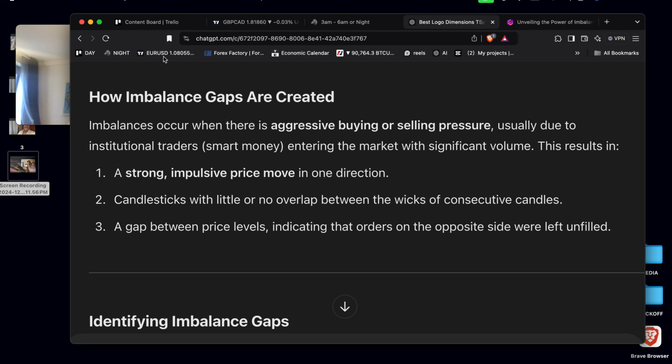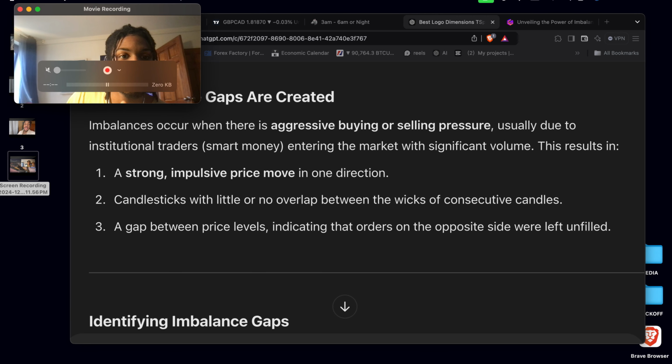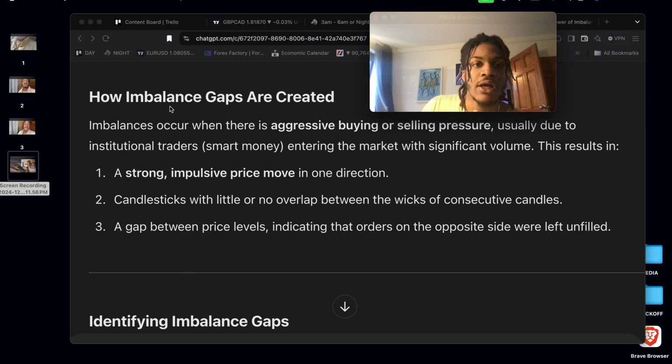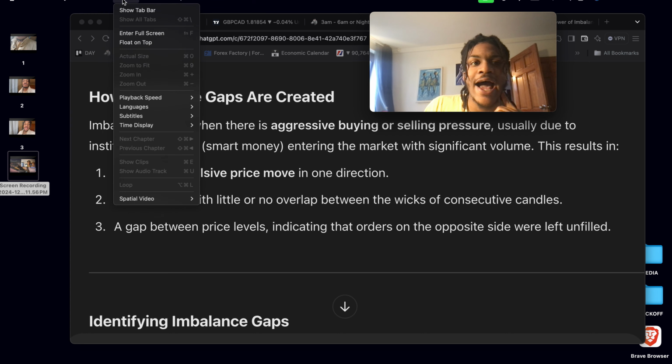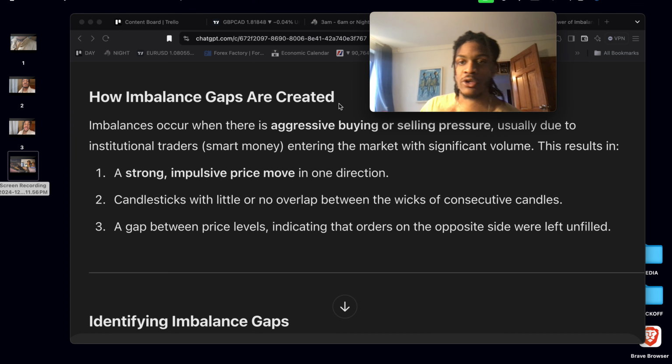Alright guys, so let's get right into it. The first thing I want to go over with you guys is firstly how imbalance gaps are actually created and why I trade them. So you can look at imbalance gaps as a form of supply and demand.